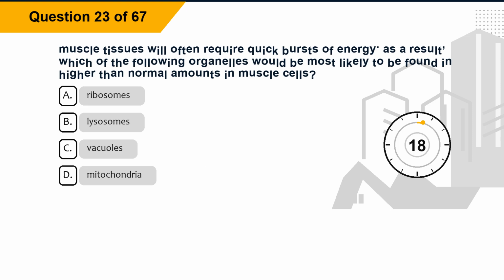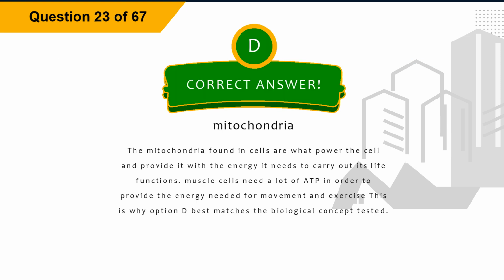Question 23. Muscle tissues will often require quick bursts of energy. As a result, which of the following organelles would be most likely to be found in higher than normal amounts in muscle cells? Option A, ribosomes. Option B, lysosomes. Option C, vacuoles. Option D, mitochondria. The correct answer is option D, mitochondria.